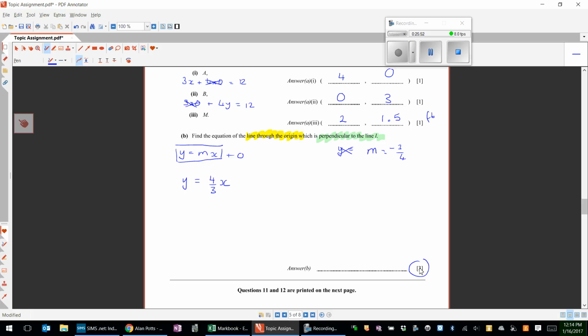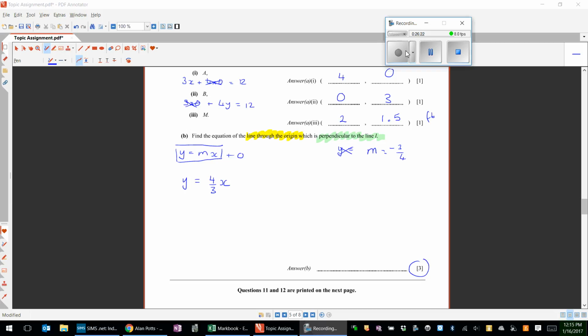Just to say then, 3 marks. Basically, if you've got y = 4/3x, you'll get 3 marks. It's more a case of whether you lose them now. So if you've got anything other than +0, you lose a mark. If you've got something other than 4/3 and it doesn't follow from your coordinates, you lose the other 2 marks.